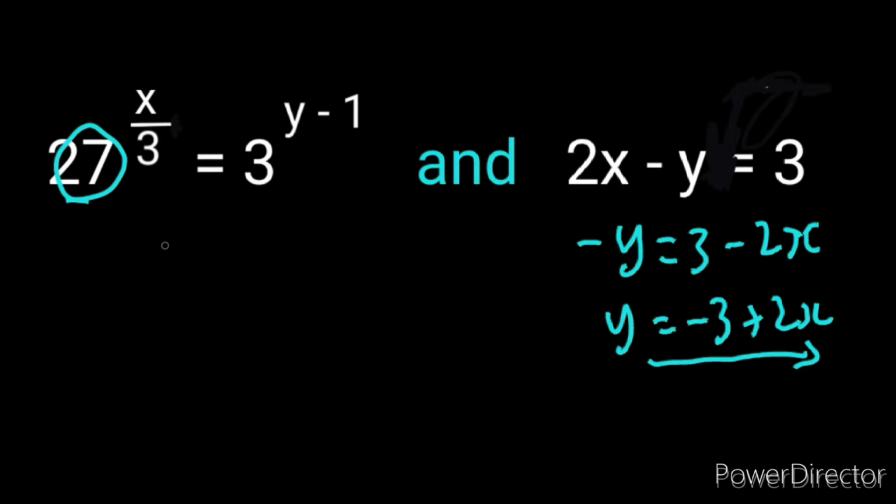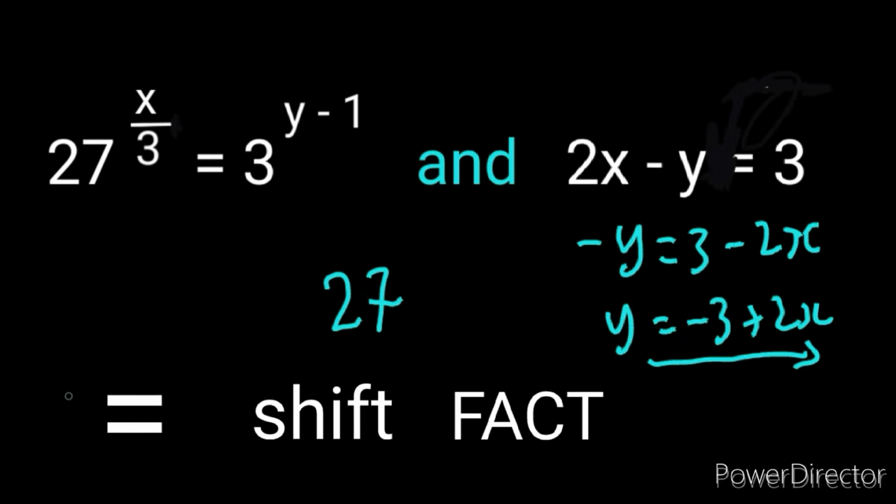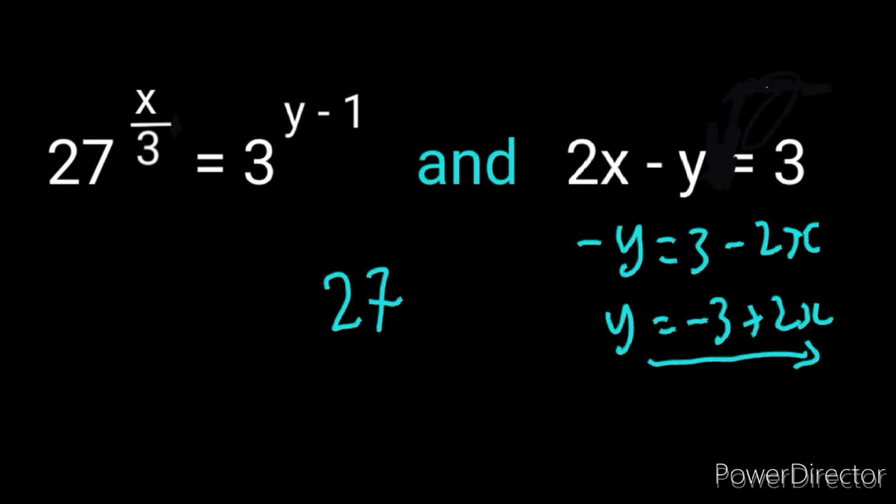We know that 27 is going to be 3 cubed. However, if you do not know that it's going to be 3 cubed, you can simply type 27 in the calculator. Make sure you press equals first, because if you do not press equals, it will not work. Then you press shift and fact, and it's going to give you 3 cubed. So this is going to be 3 cubed.